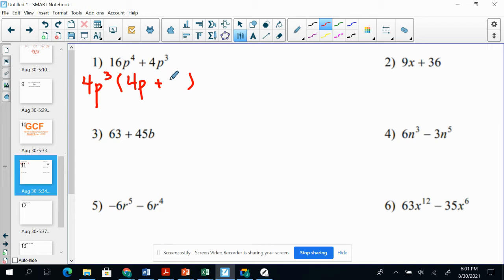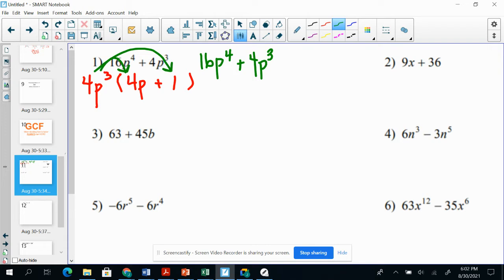So we're going to put plus 1, because you have to have a placeholder there, because again, this is going to multiply back together to give us this. And you could check your work if you wanted. 4P cubed times 4P is 16P to the fourth, and 4P cubed times 1 is 4P cubed, which is the problem we started with. So that means you factored out the GCF correctly and checked it.